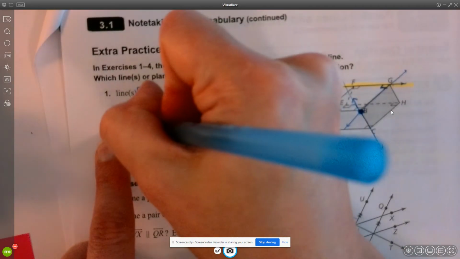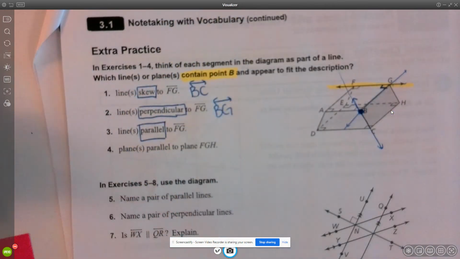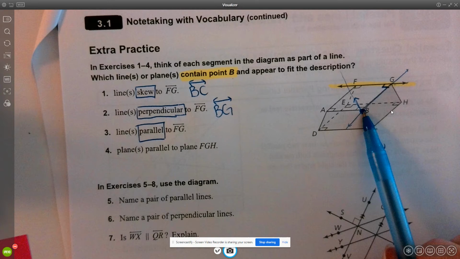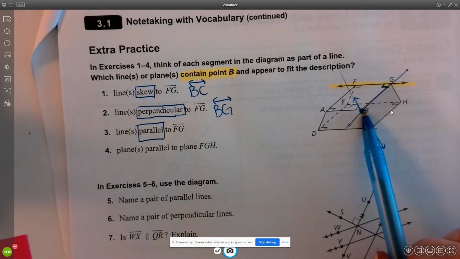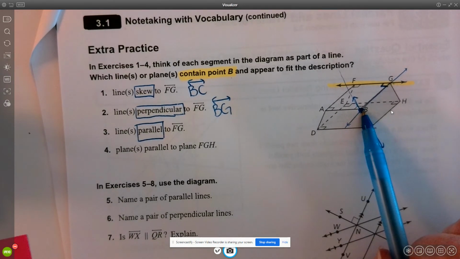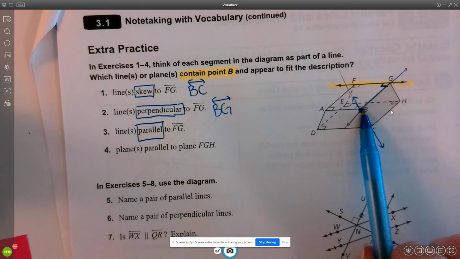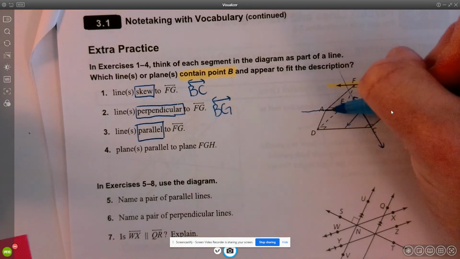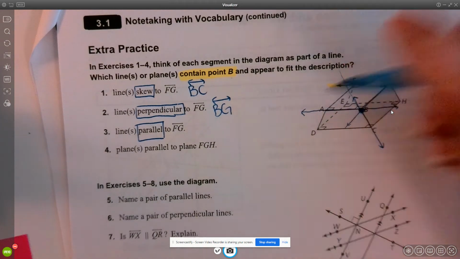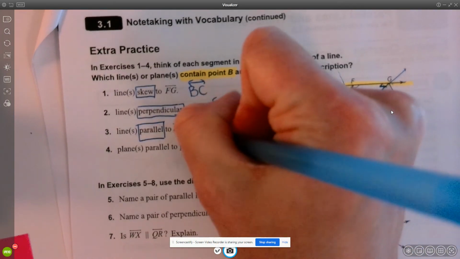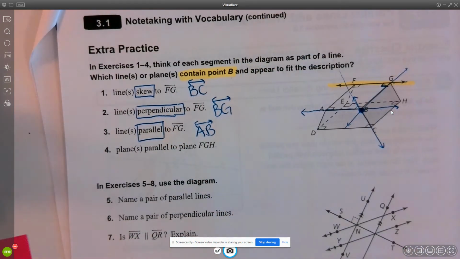Now we need to name a line parallel to line FG that contains point B. So here's point B, a line that is parallel, so will never intersect and points in the same direction as line FG, is line AB here. It will never intersect FG, and they're both pointing in the same direction. So line AB.